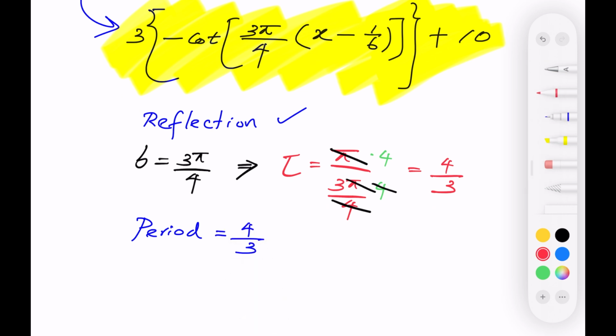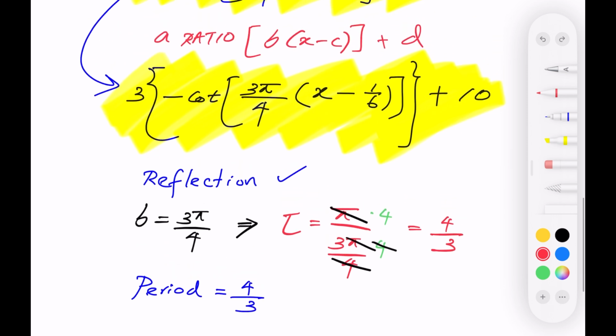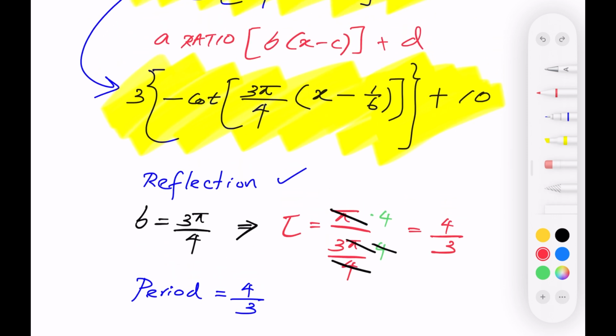The next question is, is there a phase shift? Of course, c is the phase shift. From this equation, c is equal to 1/6. That means there is a phase shift of 1/6, or in other words, this function is shifted to the right by 1/6.